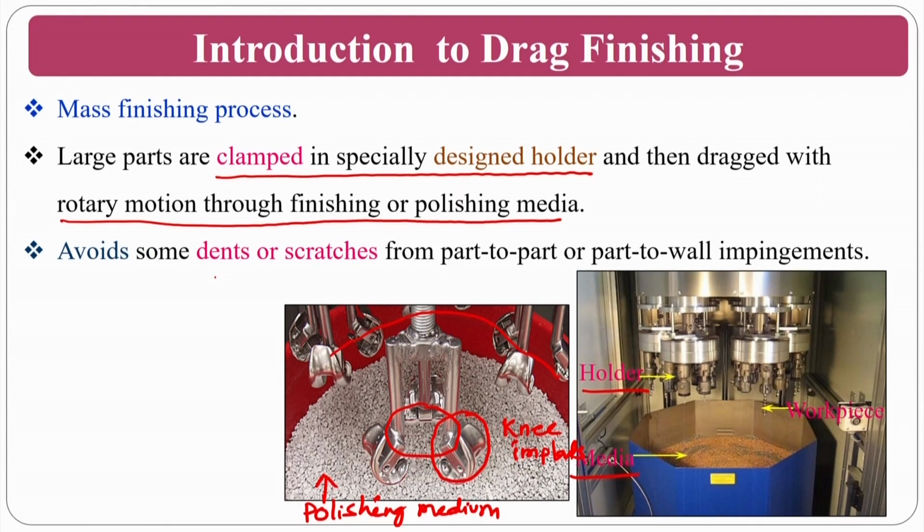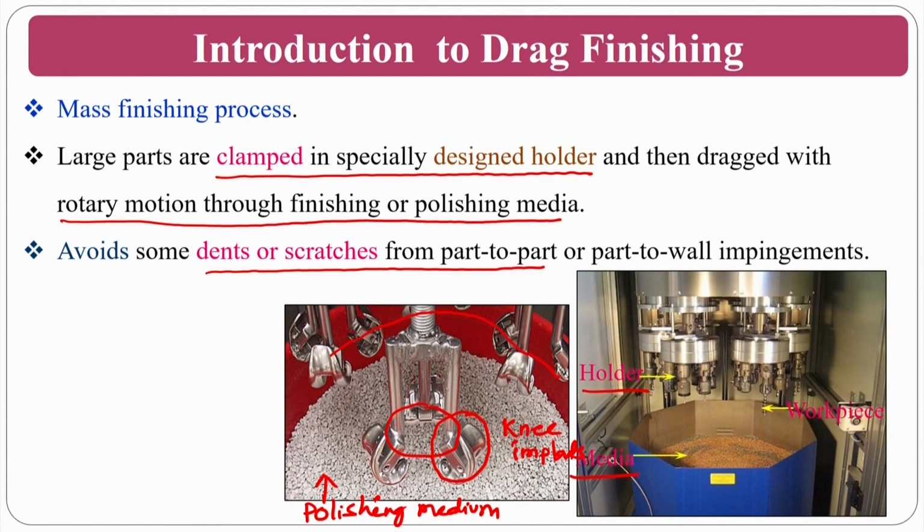So, it avoids dents and scratches from part to part. There is another advantage: in the previous tumbling process the abrasives and the components would also hit the surface. Assume that in this case my component is here. There is no chance that it will hit this particular surface. This is a surface.